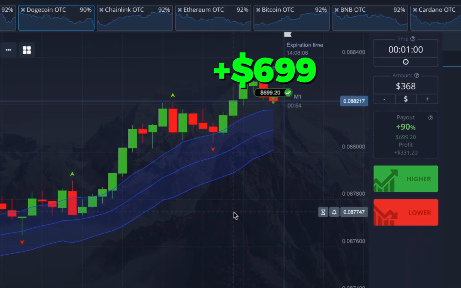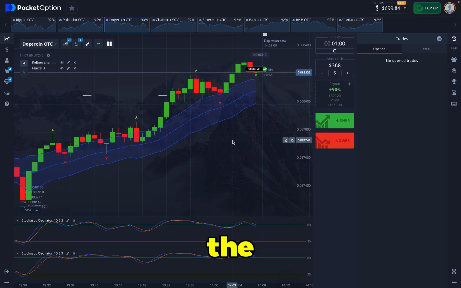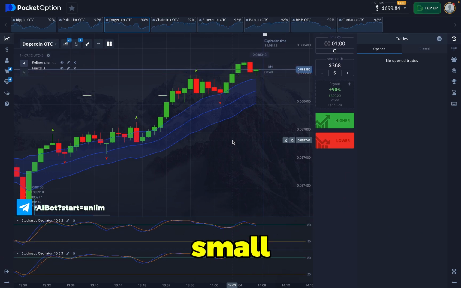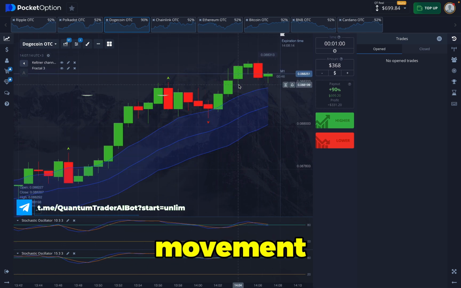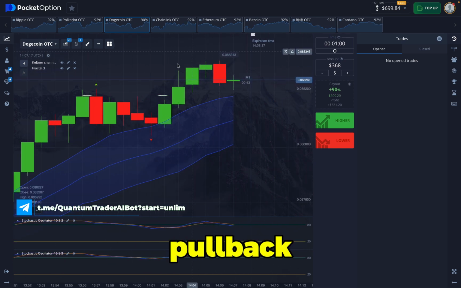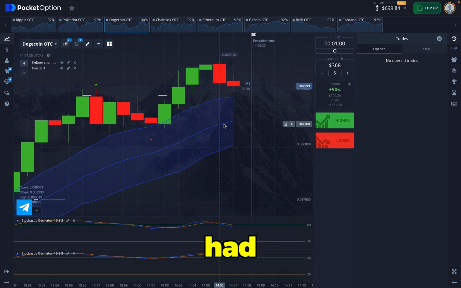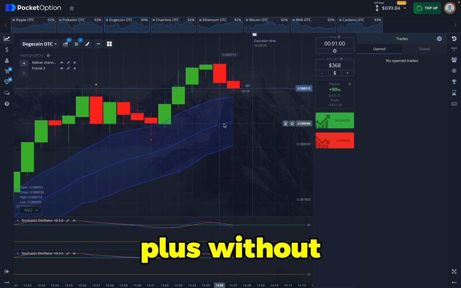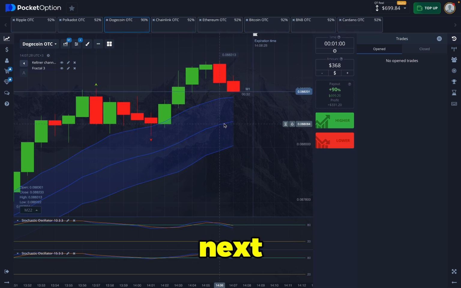And the deal also closes at a plus. Great. The dynamics rolled back, although it was small. But in general, for this volatility of movement, even a small pullback was enough for me, and I understood that it had to happen. So the opening was against the trend, and the deal was closed at a plus without any problems.